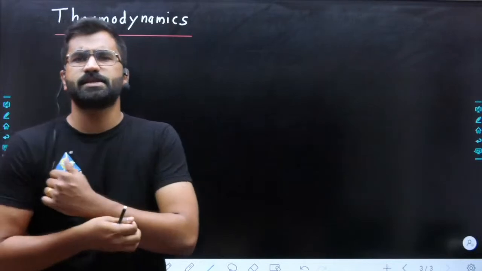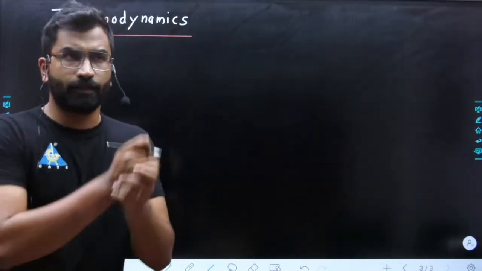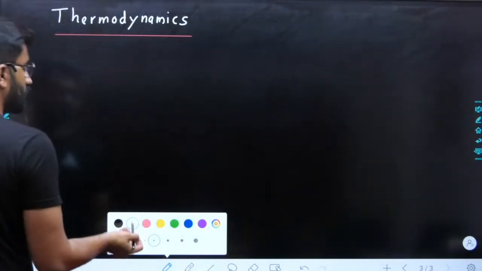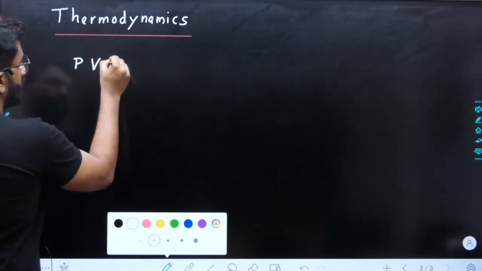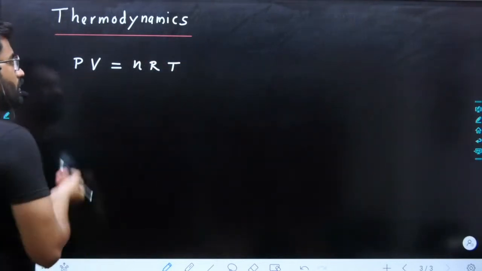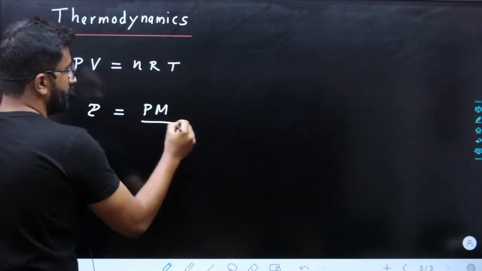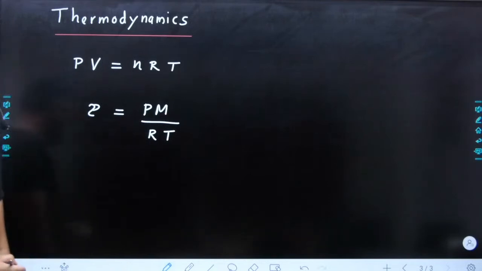In pure substances, we don't have many equations to discuss. From your process calculation, you have to remember a few equations. The first equation to remember is obviously the equation of state: PV is equal to nRT. If they are asking to find the density of a gas, it is P into molecular weight divided by R into T. This you should remember.